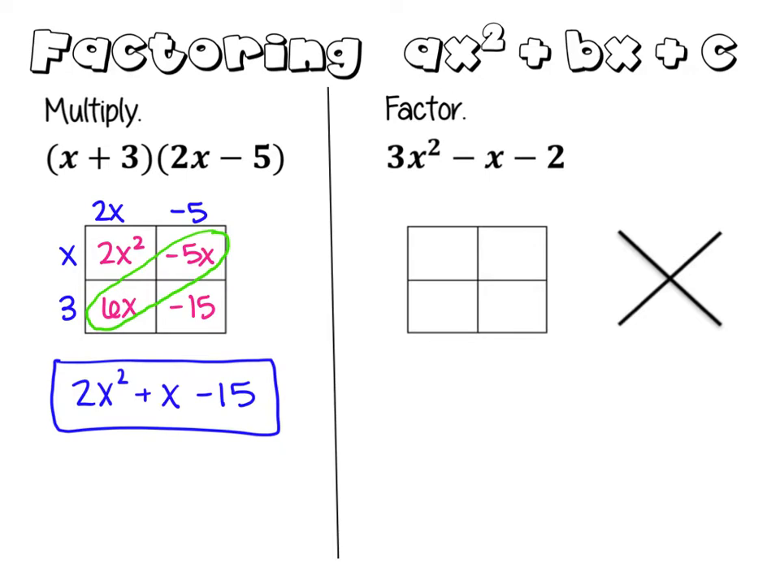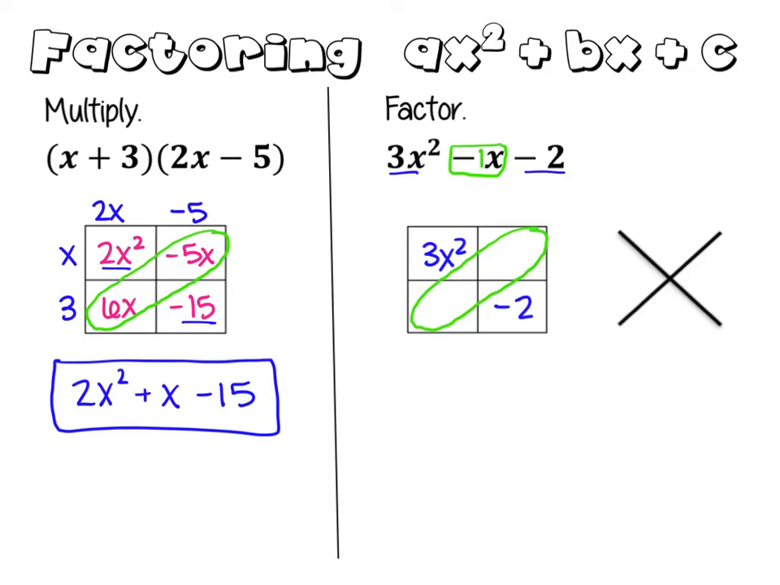Well, a couple of the things that I notice. The 2x squared and the negative 15 in the first and last box match the answer. So that means if I'm given the answer to start, working backwards, the 3x squared and the negative 2 must go in the first and last box. But now this time, I already combined my diagonal, so I need to figure out what numbers combined to be negative 1x.